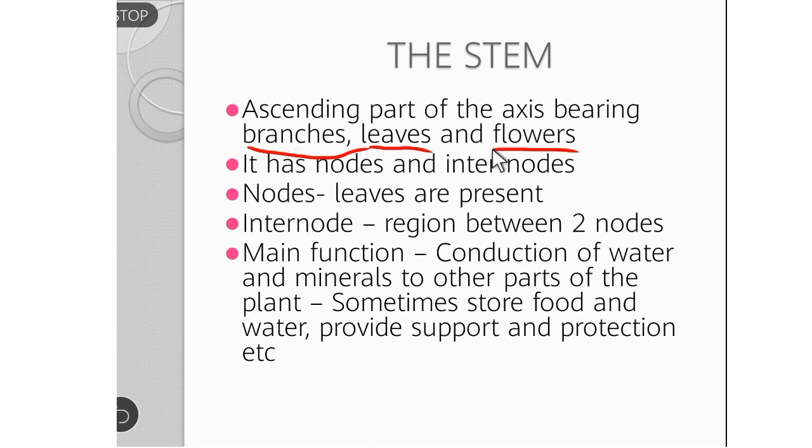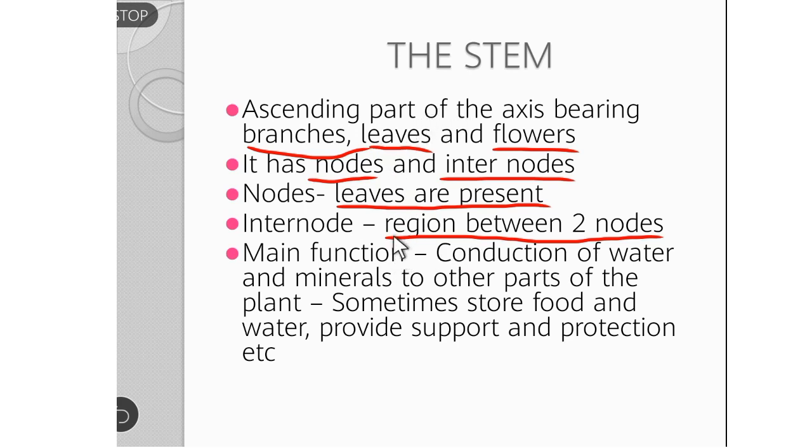Another striking feature of a stem is that it has nodes and internodes. So what are nodes and internodes? A node is a region of a stem where leaves or branches are present, and an internode is a region between two nodes. I hope you got what a node and an internode are.